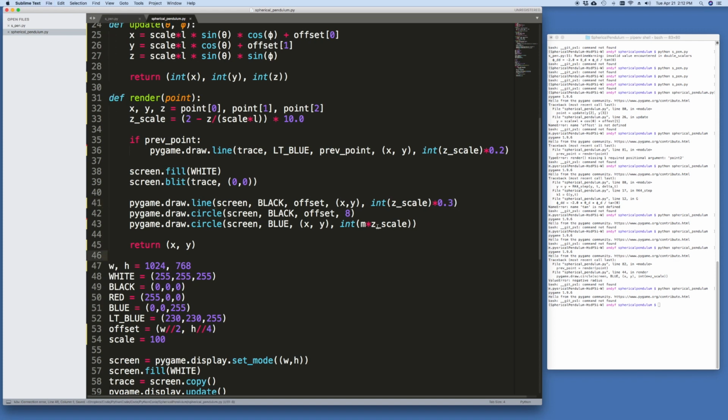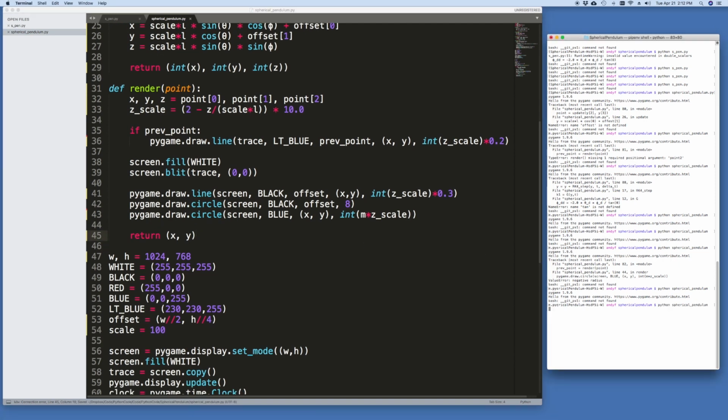So now the thickness of the string and actually the trace of the curve will be thicker or thinner depending on whether it's in the foreground or the background. I like the look of that. Let's run that.